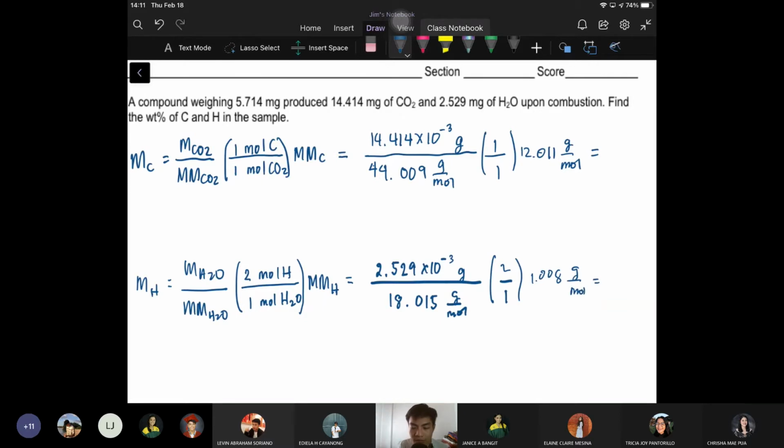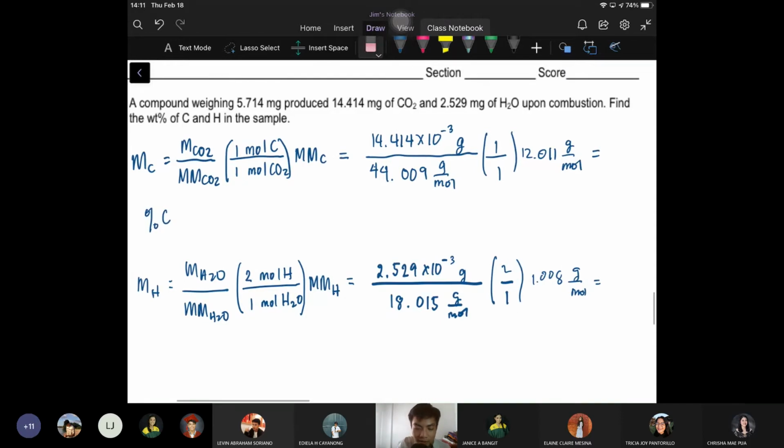Okay, so I want you to solve for the mass of carbon and then later on, percent carbon. Sige, so practice kayo. Percent weight carbon, percent weight hydrogen. Sige, practice kayo mag-solve.